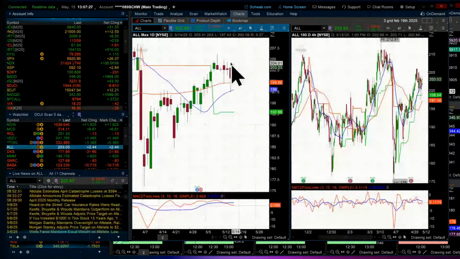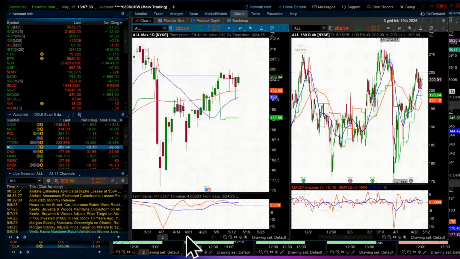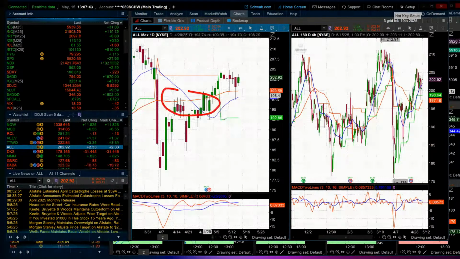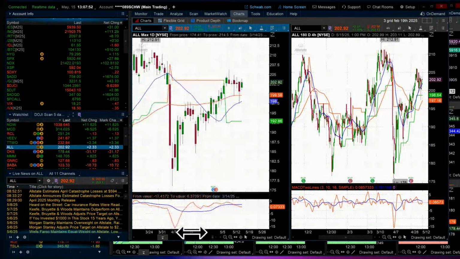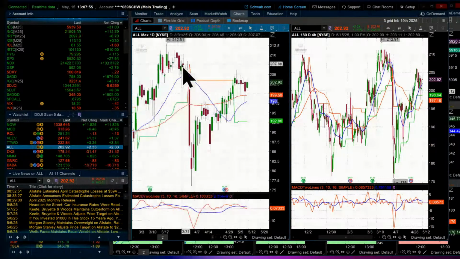Doji was back here. Why didn't it work? Big support. I can't stress enough that you have to appreciate where support and resistance is. And before you say, well, how do you know where support and resistance? Just take price bars. So prior highs become support. And here's another one. Prior lows become resistance.